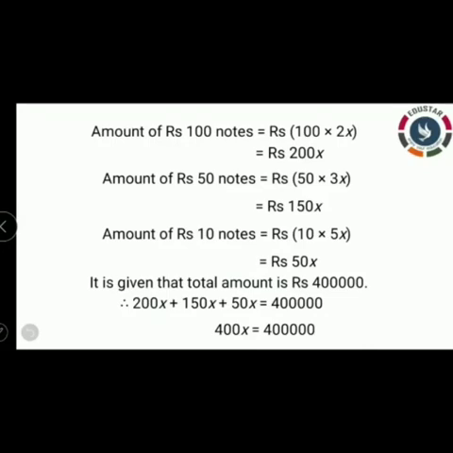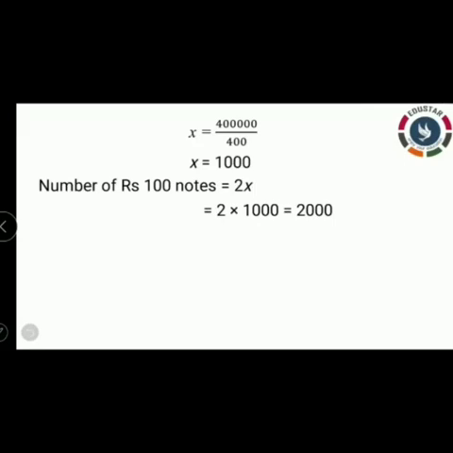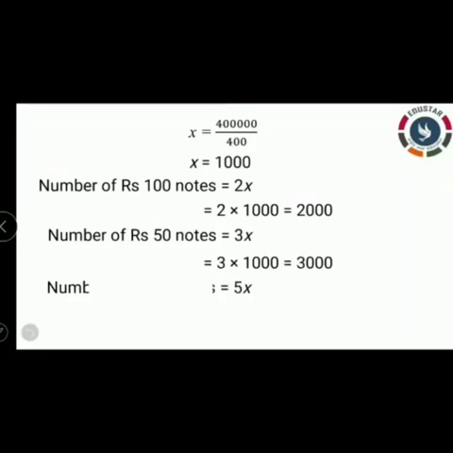Multiplication transposed to the right side becomes division. So x is equal to 1000. Now the number of 100 rupee notes, denoted 2x, 2 into 1000, 2000 notes. The number of 50 rupee notes, denoted 3x, so 3 into 1000, 3000. The number of 10 rupee notes is equal to 5x, 5 into 1000, 5000. I hope you are all clear.